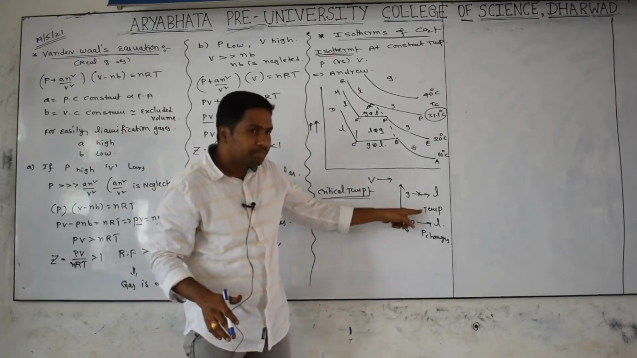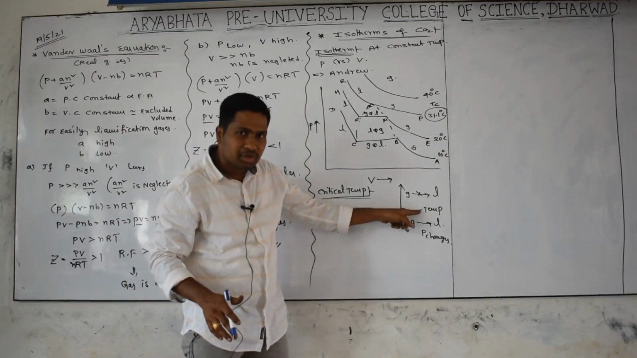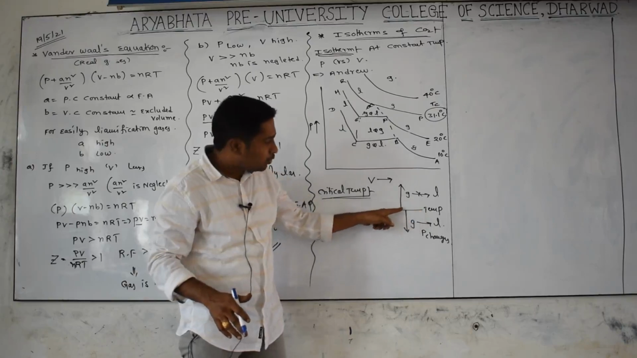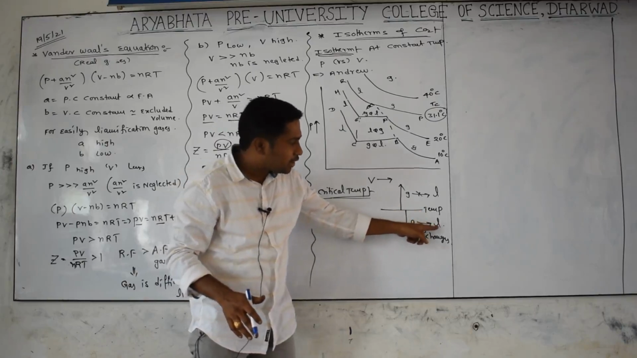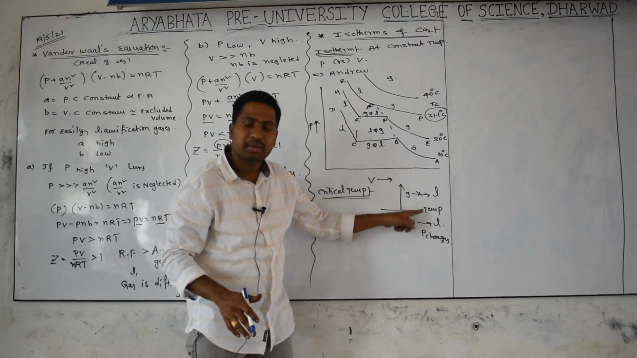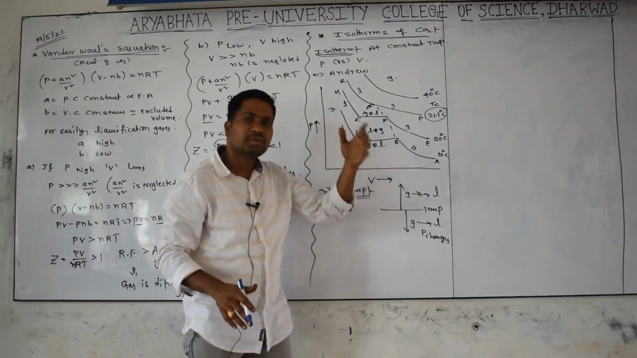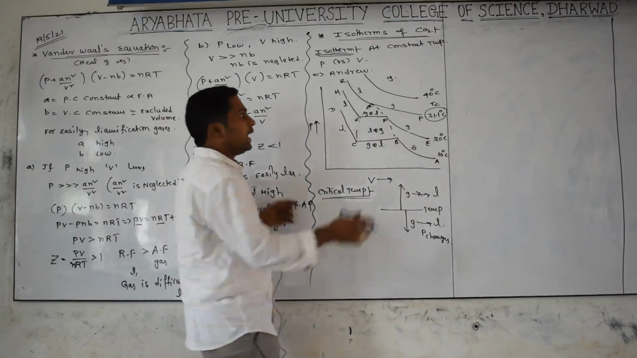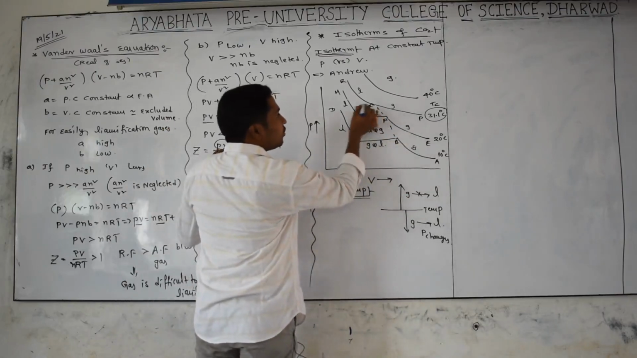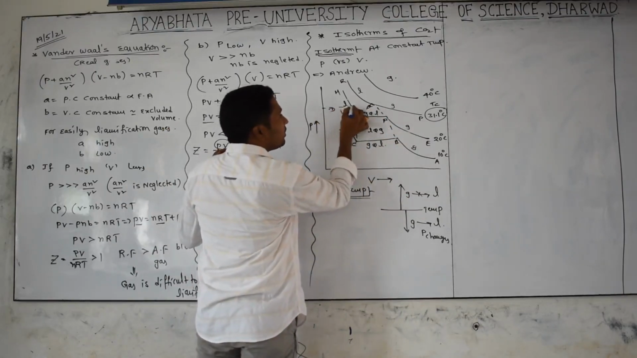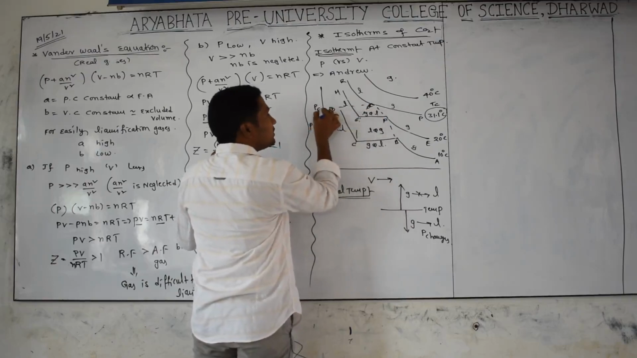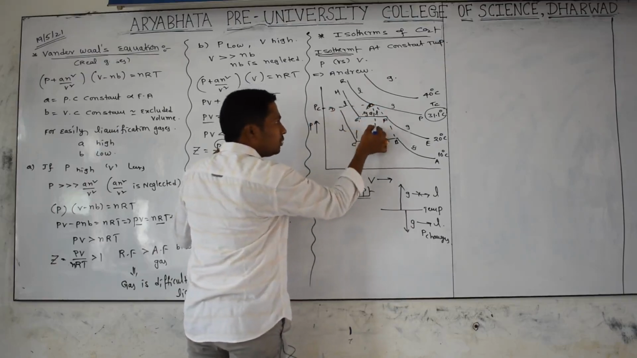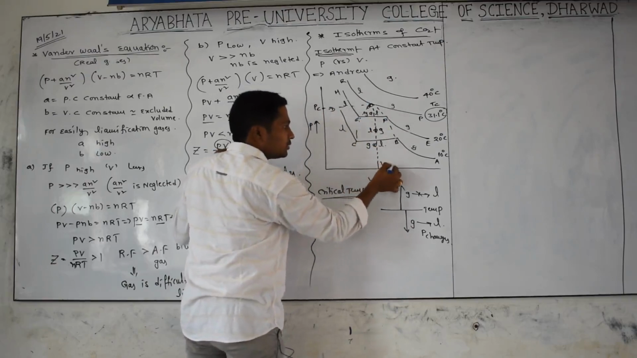A critical temperature is a special temperature. Below that, the gas can be converted into liquid by changing the pressure. Above that temperature, whatever pressure changes you make, the gas cannot be converted into liquid. At that critical temperature, whatever pressure the gas has is called PC, and whatever volume is occupied by the gas is called VC.